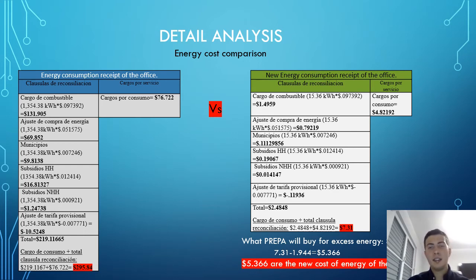the $1.919 that Prepack is going to pay for the excess energy of the inverter, that the new consumption energy is $5.36.